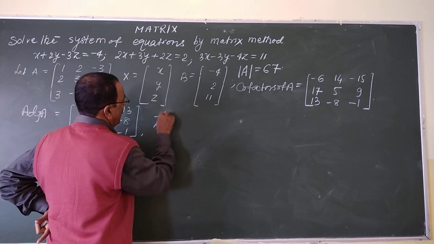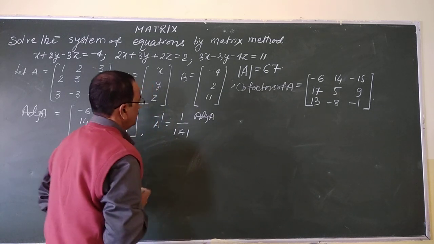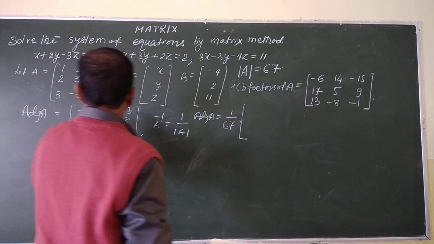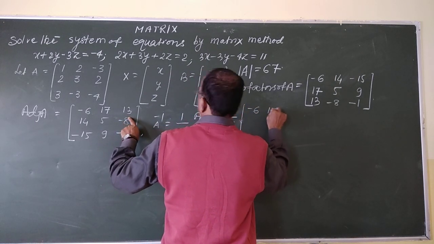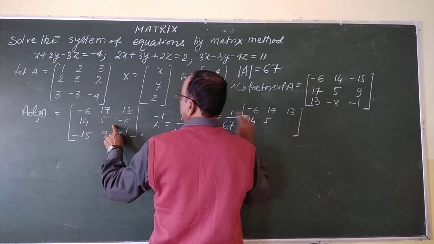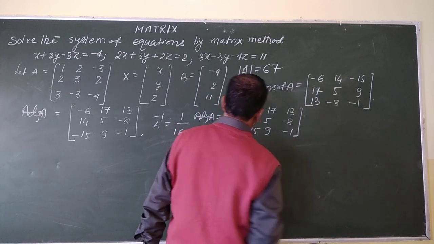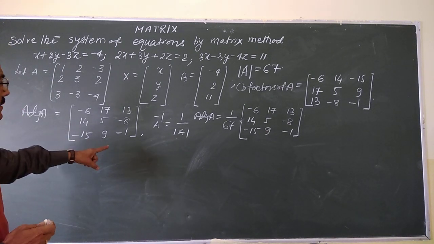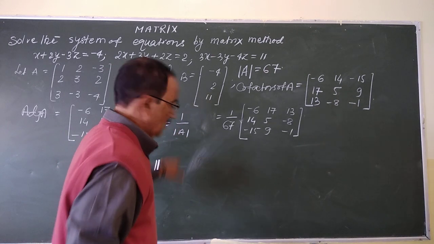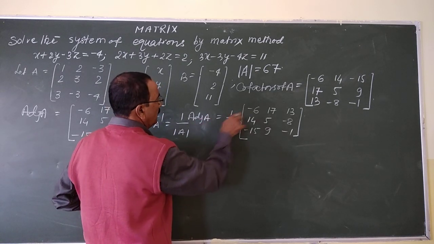So A inverse is 1 upon determinant A into adjoint A. So 1 upon 67, since determinant A is 67, and the adjoint is minus 6, 17, 13, 14, 5, minus 8, minus 15, 9, minus 1. Sorry, this is the inverse, not the adjoint. This is the adjoint A, this is the inverse. A inverse is 1 upon determinant A into adjoint A.